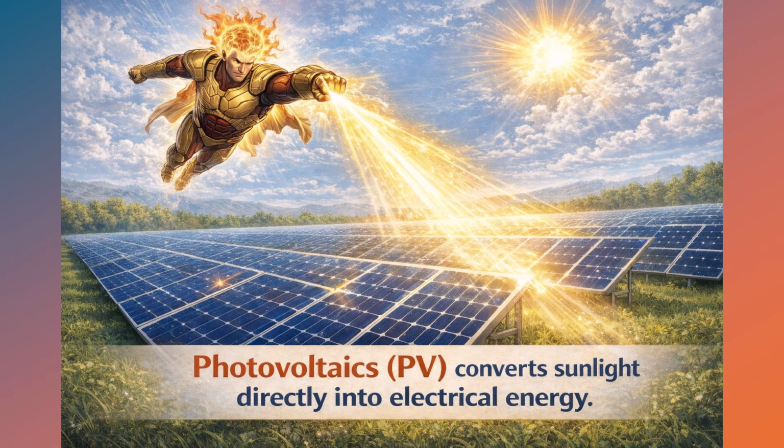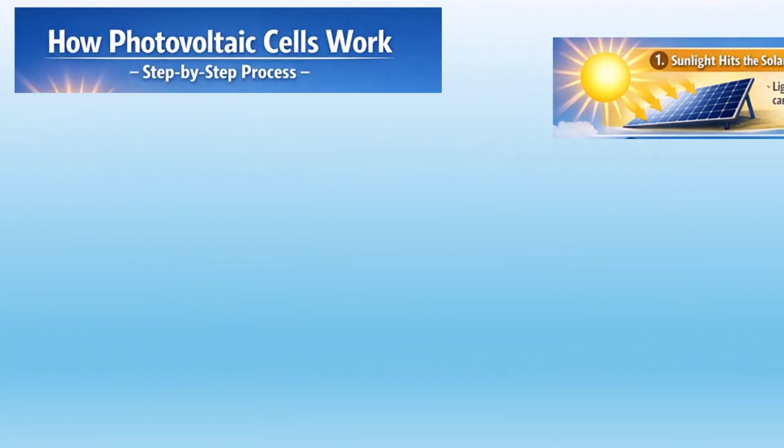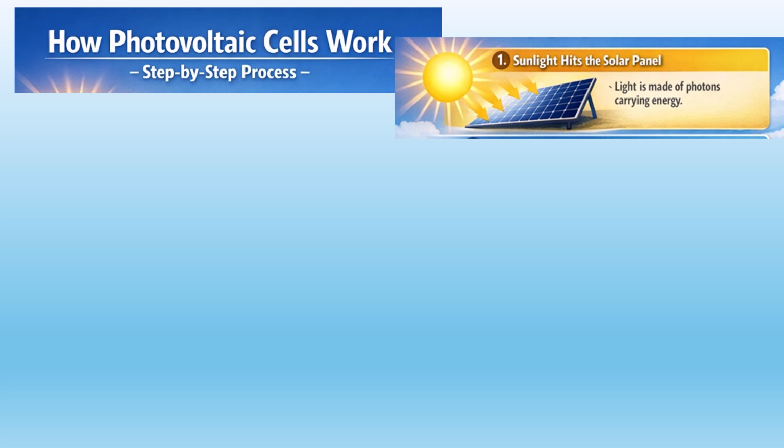Can you walk us through exactly how a photovoltaic cell works, step by step? Absolutely. The process happens in 5 steps. Step 1. Sunlight hits the solar panel. Light is made of particles called photons, each carrying energy.